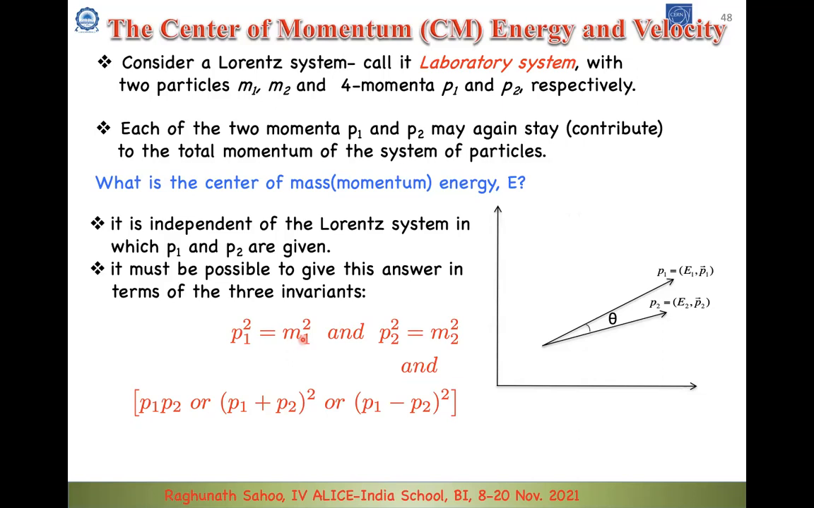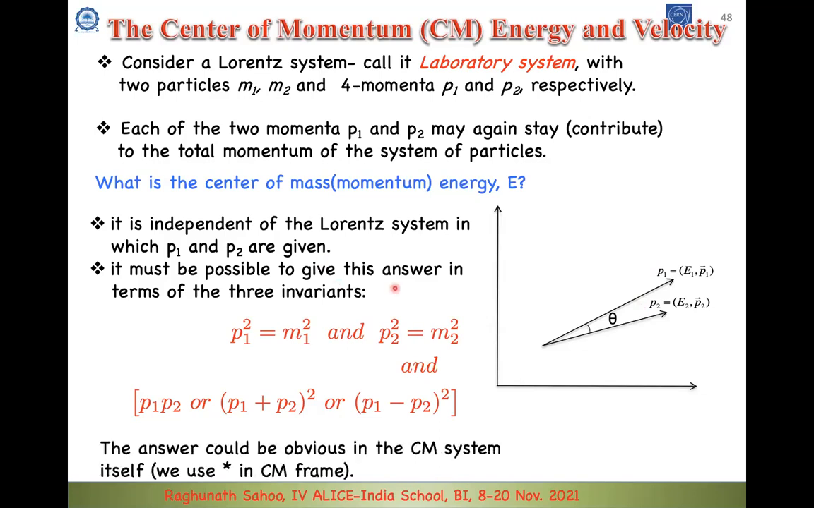And P1 P2 will also be invariant because this looks like a scalar 4-vector product. And P1 plus P2 square will also be invariant. Similarly, P1 minus P2 will also be invariant. I am not talking about any other things because I have only 2 particles, P1 and P2, for simplicity. So these are the invariants at my disposal, and I am going to use them to get the expression for center of mass energy E.